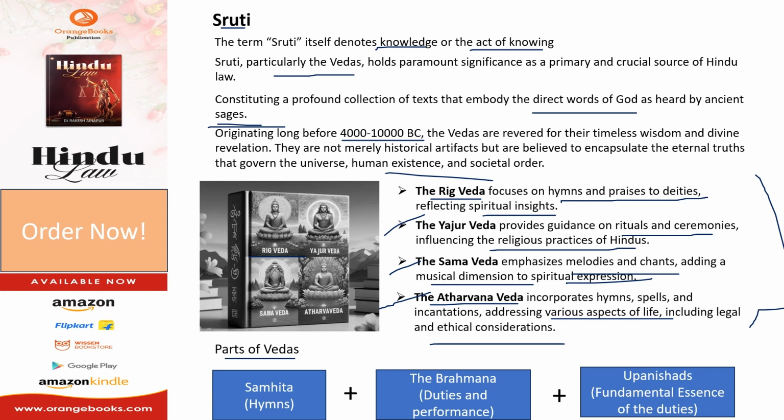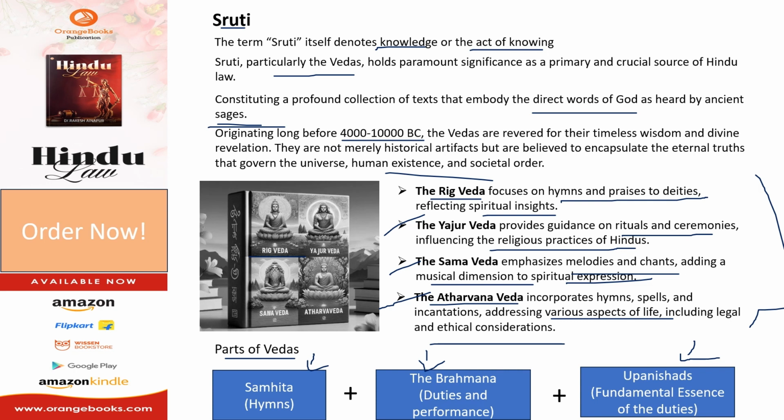So moving on. Each of these Vedas is divided into three parts. The first part is hymns, or Samhita. The second part is Brahmana, where the duties and performances were explained. And the third one is Upanishads, which talks about the fundamental essence of the duties, why these duties need to be performed. This is how each of the Vedas is structured. And that's all about Shrutis.